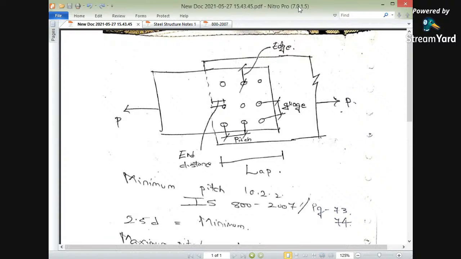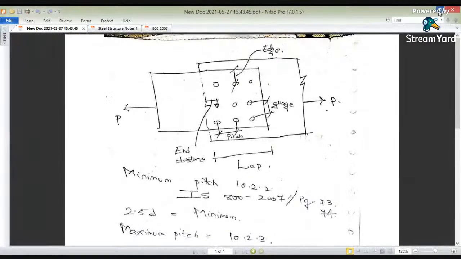Rivet connections are not used as per IS 800:2007. Rivet connections are not used, but welded and bolted connections are used nowadays. Therefore we will see the welded connections and bolted connections.